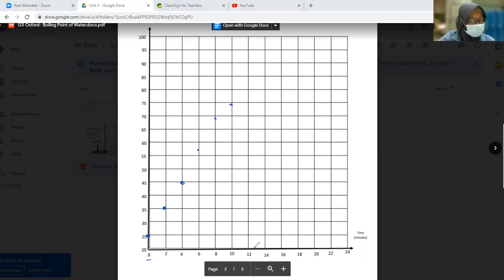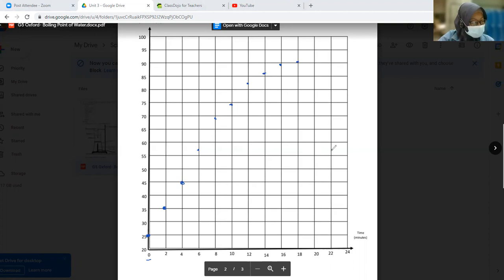In minute 12, it's 83, in the middle between 80 and 85, so it's here. Then minute 14, it's 86, close to 85, just above 85. In minute 16, it's 89, close to 90. In minute 18, it's 90.